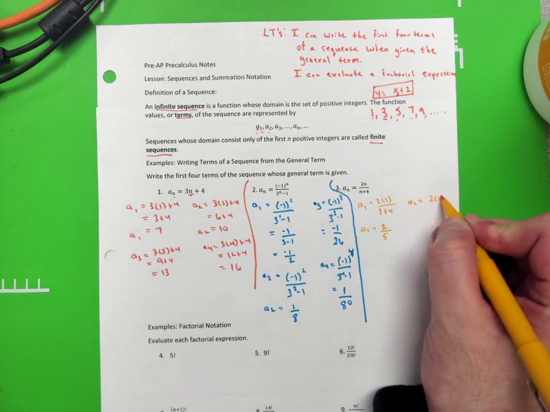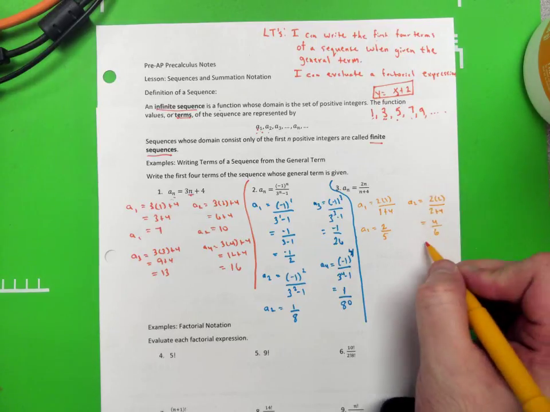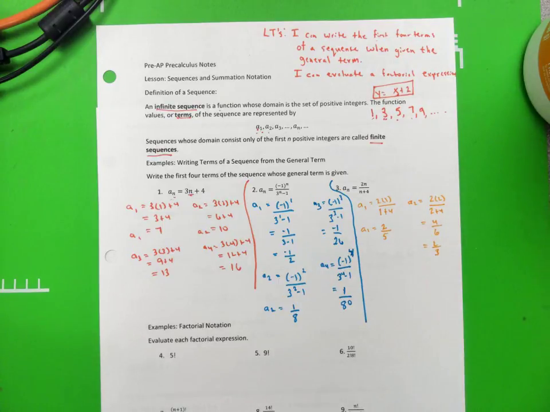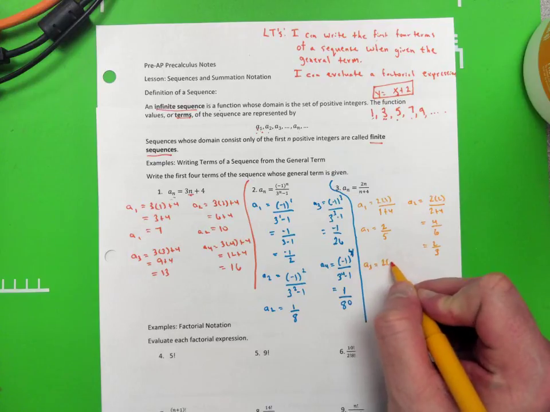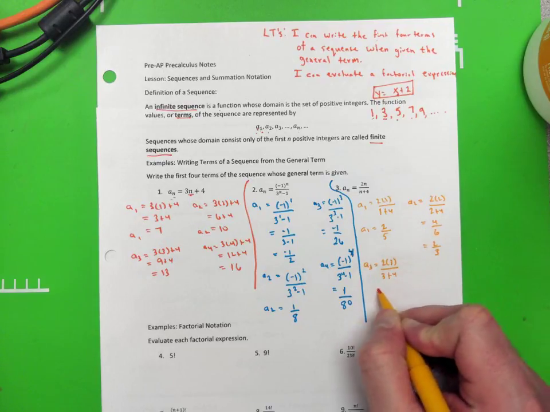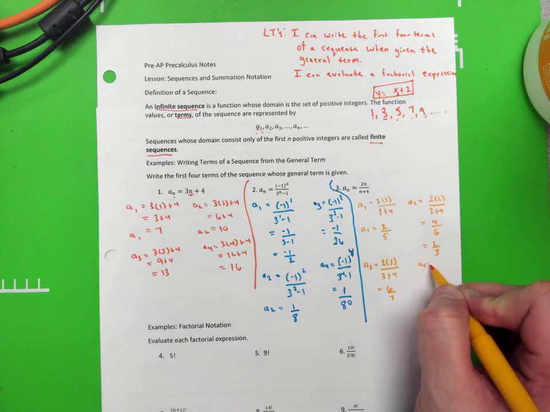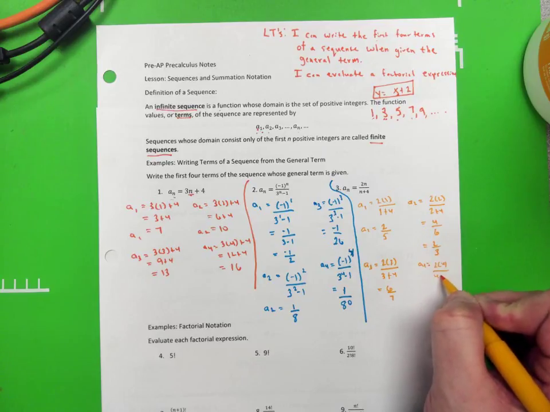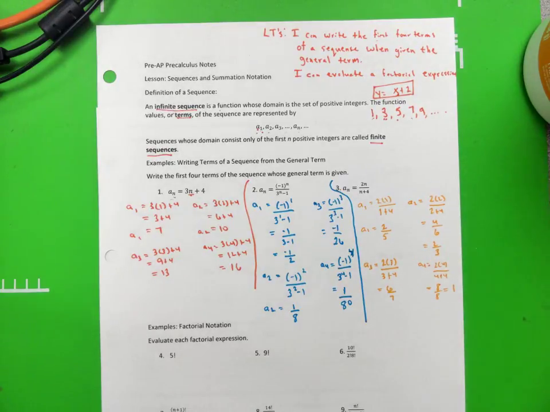A sub 2, I'm going to plug 2 in. And you get 4 over 6, which reduces to 2/3. A sub 3, I plug that in. I get 6 over 7. And A sub 4, you get 8 over 8, which is equal to 1. Double check my math. Let me make sure I did that all correctly.